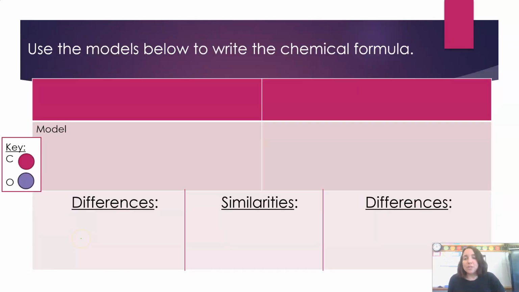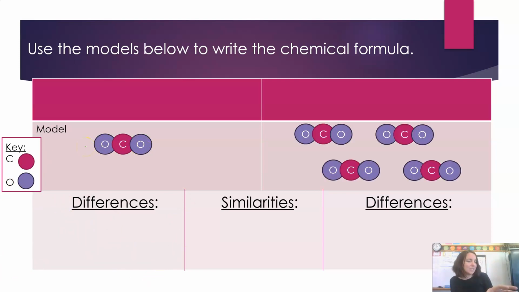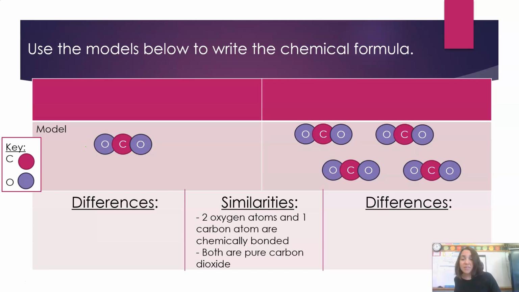Example 2, use the models below to write the chemical formula. So we'll write it at the very end. Our first model, I see a 1C, which is carbon, and I see 2 oxygens. In our second model, I see something similar, but I see more of it. So in similarities, they both have 2 oxygen atoms and 1 carbon atom chemically bonded together. And both of them are pure substances. In this case, pure carbon dioxide, CO2.